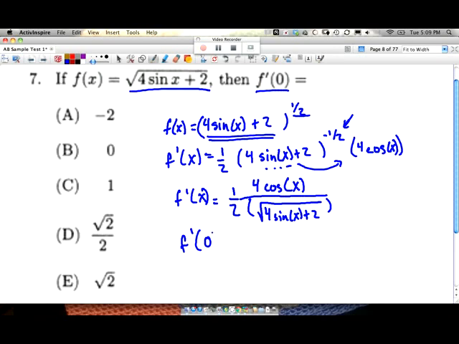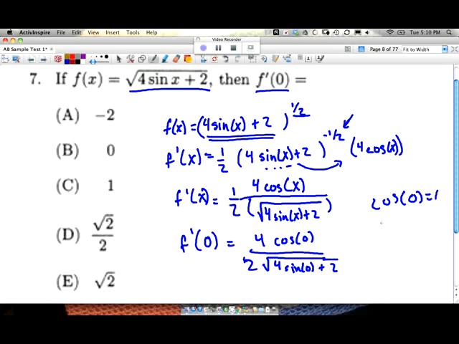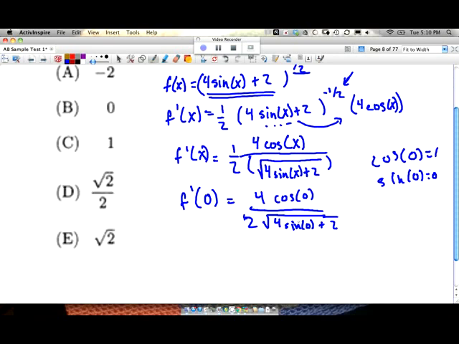So let's see what we can get if we plug in 0. F prime of 0 equals 4 times cosine of 0, over 2 times the square root of 4 times the sine of 0 plus 2. Well, cosine of 0 equals 1. Sine of 0 equals 0. How do I know that? Unit circle. You got to remember that stuff.